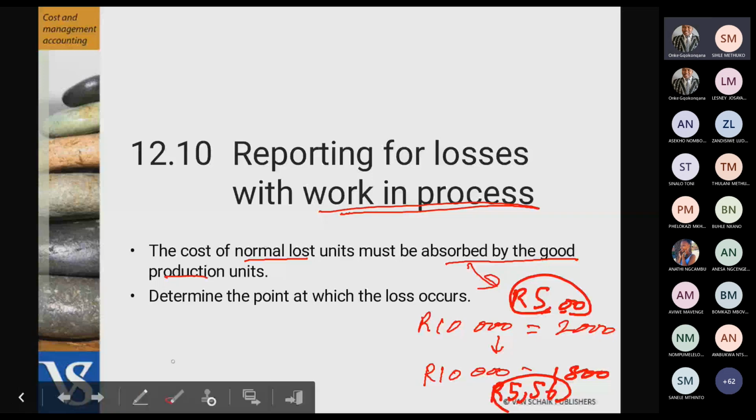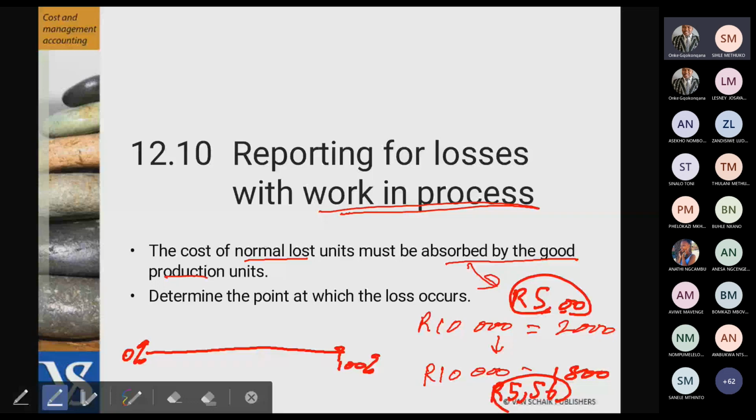Secondly, another important point is to determine the point at which the loss occurs. So that's another thing they are talking about. What does that statement mean? Go back to the production line that we've talked about. In this production line we need to establish, now that you say you've got a loss, at what point do we inspect the loss? Then we divide our production line into 3.